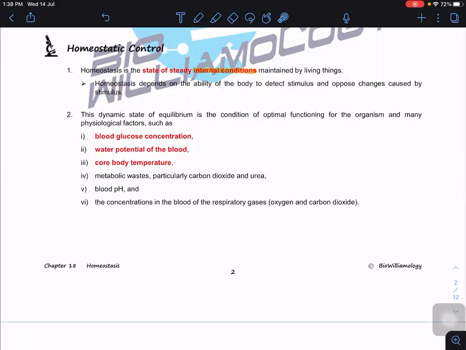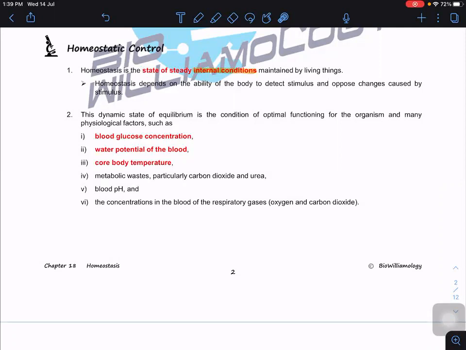The stimulus can be an external stimulus, for example, you detect heat. You put your hand, you touch a hot surface. Pain, something that causes you to have pain. So this is what I call external. Internal stimulus, for example, blood pH. Can you see that? Water potential of your blood. So these are the stimuli. So we have to respond to these stimuli and do the appropriate correction.